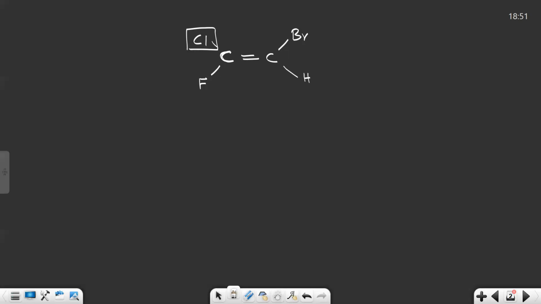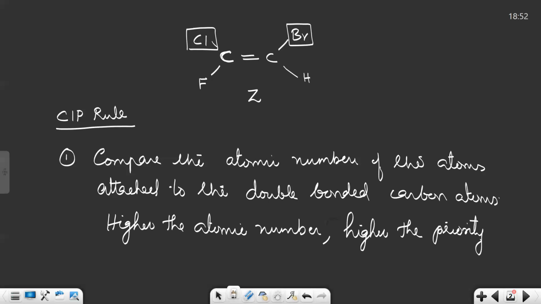Similarly, now consider the right side one. One is bromine and hydrogen. These are the atoms attached directly to the carbon atom. So bromine has the higher atomic number, and both the priority groups are on the same side. So this one is a Z isomer. The first CIP rule is to compare the atomic numbers of the atoms attached to the double bonded carbon atoms. Higher the atomic number, higher the priority. So here chlorine has higher priority than fluorine, since chlorine has a higher atomic number.